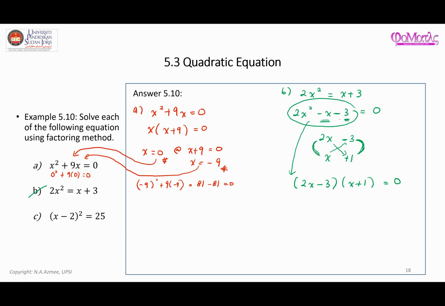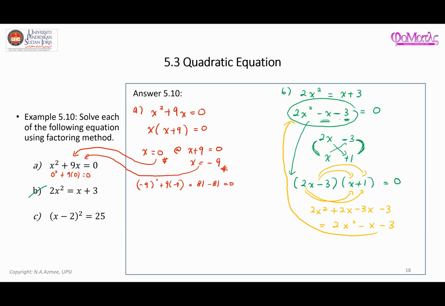by expanding the terms. So for example, 2x times x, I will get 2x squared. 2x times 1, I will get plus 2x. Negative 3 times x, I will get negative 3x. Negative 3 times 1, I will get negative 3. And that can be simplified as 2x squared minus x minus 3, which is what we have over here, the original expression we have over here.